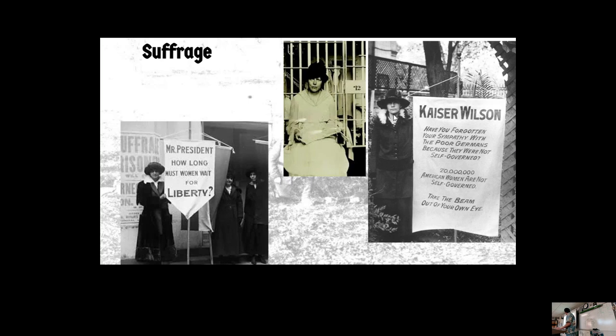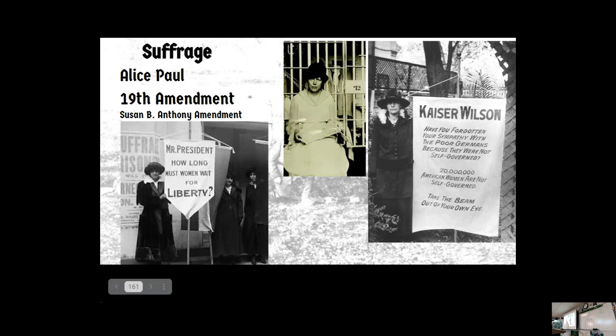This person right here, her name was Alice Paul. And more than any other single person, her leadership would lead to the 19th Amendment, the Susan B. Anthony Amendment. Wilson finally had to quit ignoring it. And it got through the House and the Senate, and then Tennessee was the last state. Montana allowed women to vote in 1914, so Montana passed this really very early. Montana was a very progressive state back then.